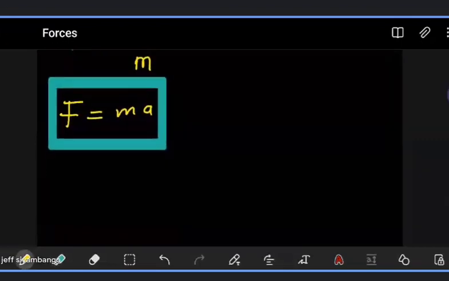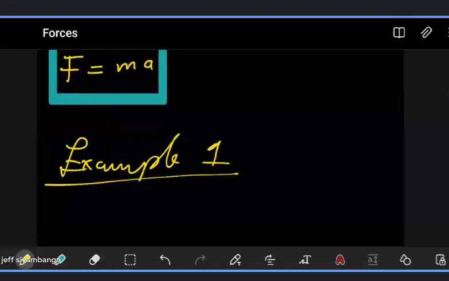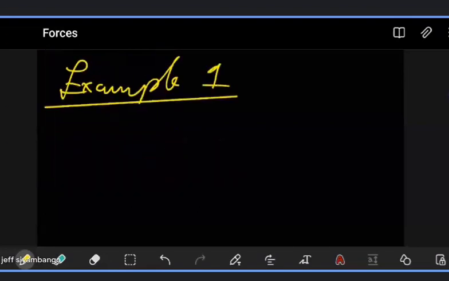Okay, but before we move on, let me just give a simple example for you guys to just picture what the second law is. Example 1 for the second law. Let's consider an object like this.